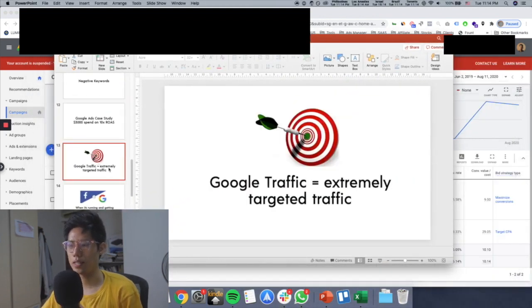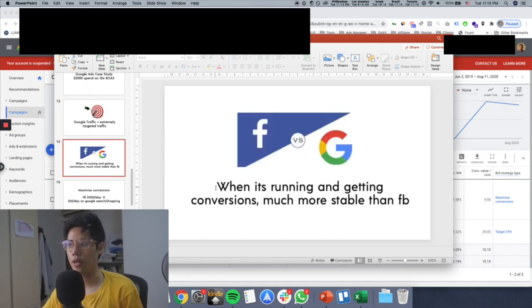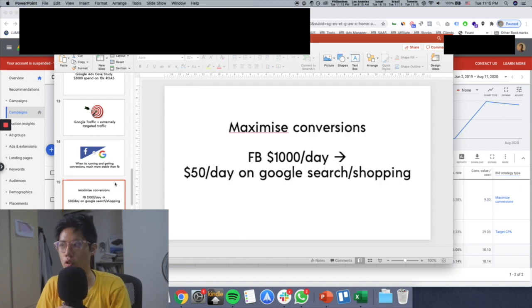Okay, so Google traffic, as I said before, is extremely targeted traffic, and when you're running Facebook and Google, Google is generally much more stable than Facebook. That's kind of why I like Google, but you cannot scale very far on cold traffic because Facebook is interruption-based marketing, whereas on Google people are searching for it, so you can't force people to search more for your product, and so you can't just get more sales if you wanted to, right? So I can show you here.